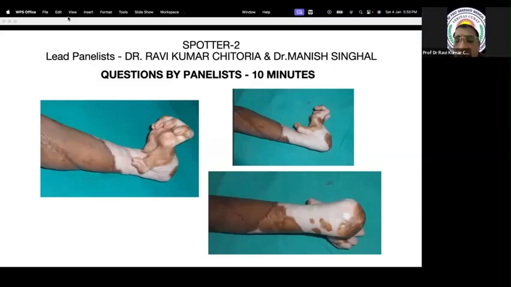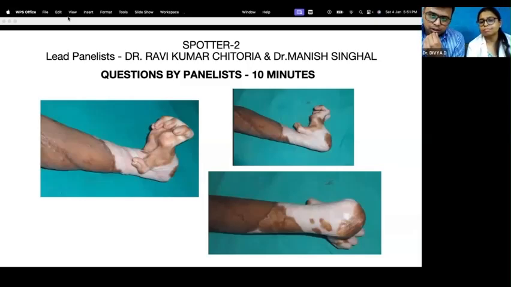Okay, correct answer. They have given the correct answer. Next question: suppose this patient's hemoglobin is 3.5 or 5 and the patient is not fit for even regional anesthesia, block anesthesia. Then what will you do?